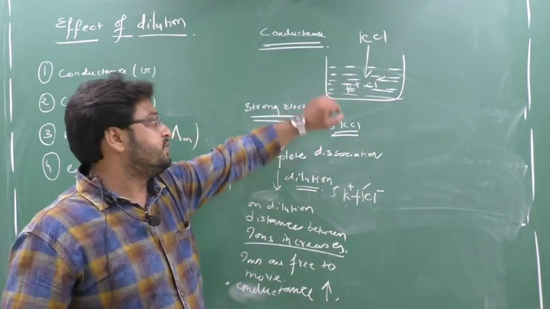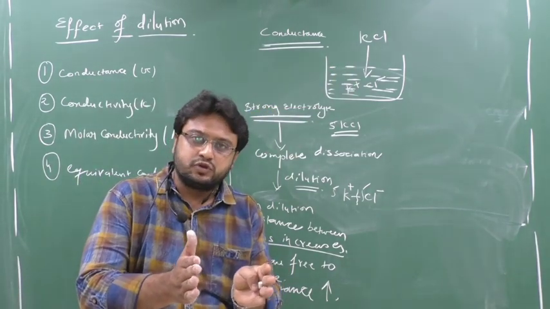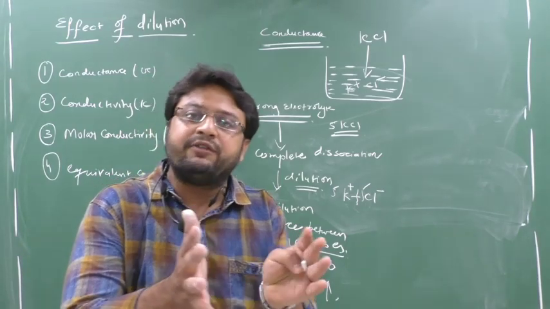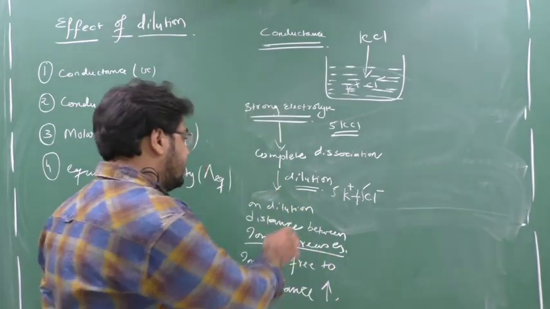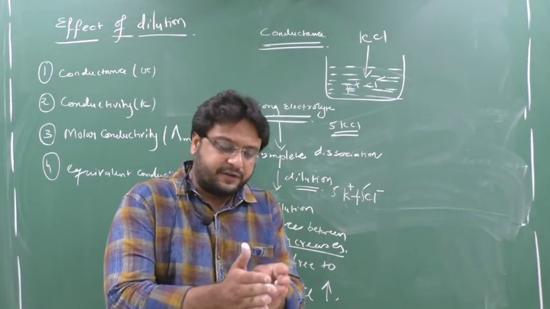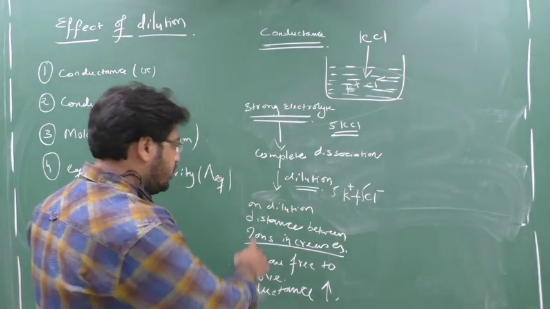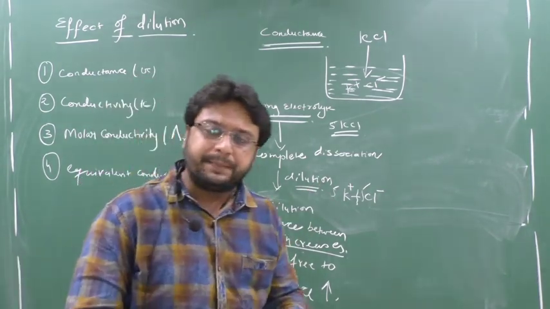So in this reaction there are 5 K plus and 5 Cl minus, but they are near each other, so there will be attraction. Movement will not be so much, it will be less. Now I am adding water, which means I am diluting. As and when I dilute, the distance between these 5 K plus and 5 Cl minus increases. On dilution, the distance between the ions increases. Now how many ions do I have? I have 5 K plus and 5 Cl minus.